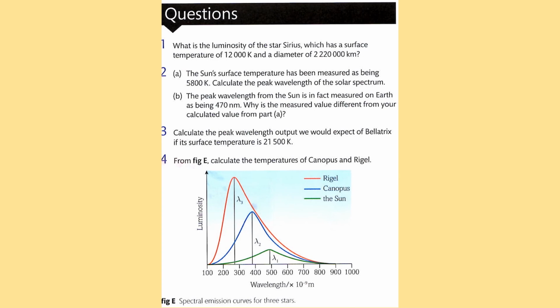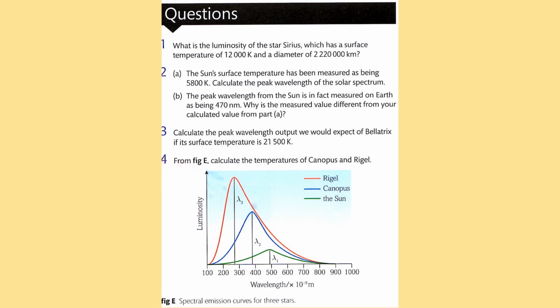Question 2. The sun's surface temperature has been measured as being 5,800 Kelvin. Please calculate the peak wavelength of the solar spectrum. But the peak wavelength from the sun is in fact measured on Earth as being about 470 nanometers. You're not going to get that as your answer to question A. The question is, why not? Why is it different? And then finally, calculate the peak wavelength output you'd expect from Bellatrix if its surface temperature is 21,500 Kelvin.